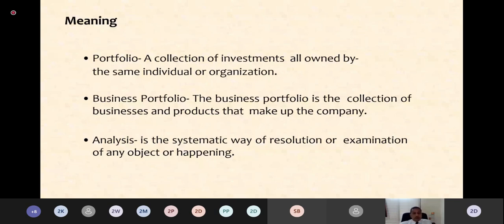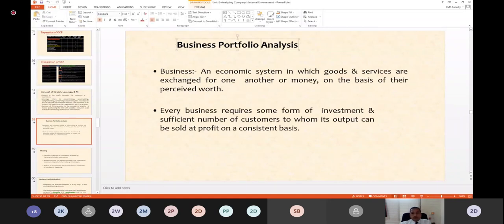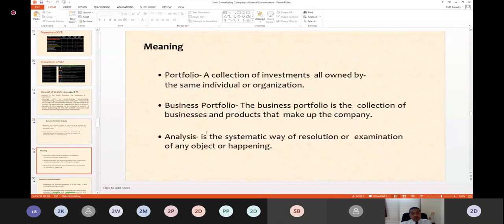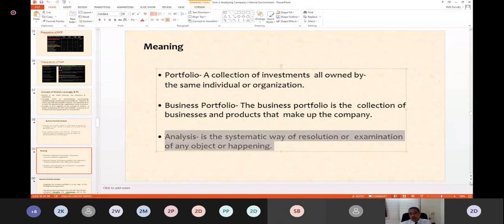And then one more word which remains in business portfolio analysis: analysis. What is called analysis? Analysis is a systematic, step by step method or way of resolution or examination of any object or happening. Anything which we are examining or resolving, we can say we are analyzing it. That is the meaning of analysis.